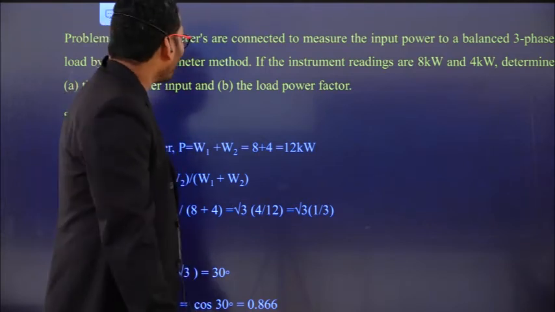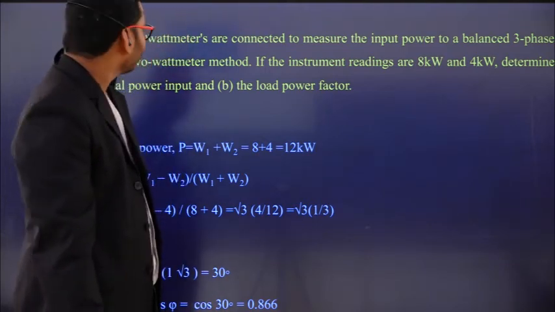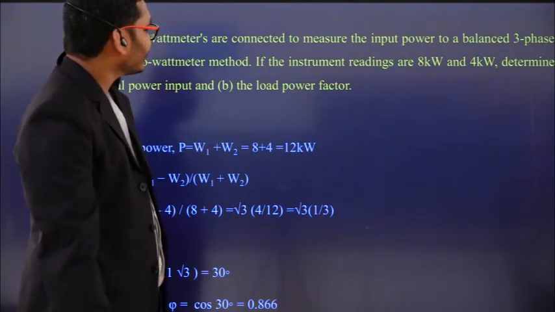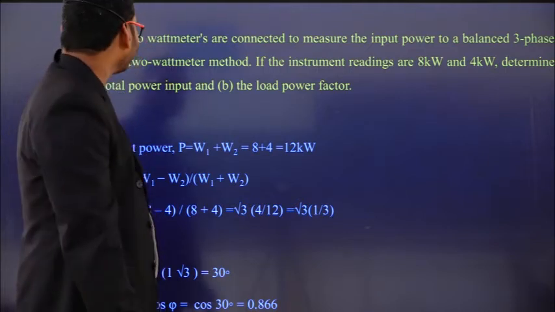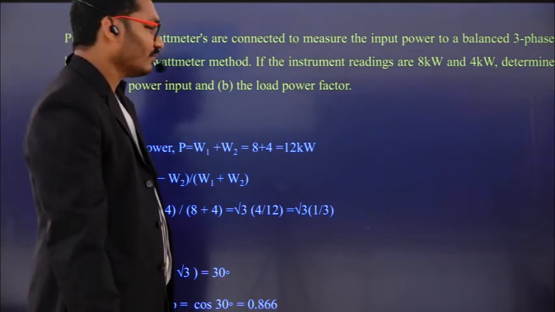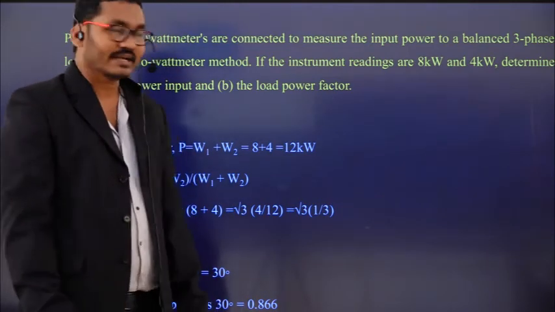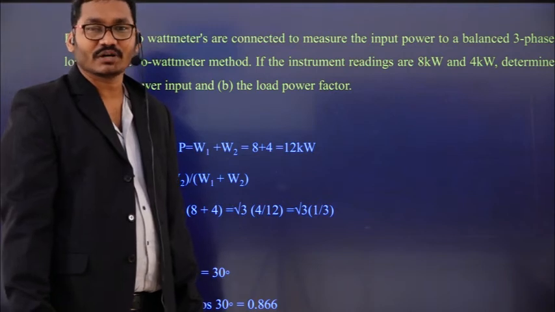The next problem: two wattmeters are connected to measure the input power to a balanced three-phase load by the two wattmeter method. If the instrument readings are 8 kilowatts and 4 kilowatts, determine the total power input and the load power factor. We have already discussed this topic, the measurement of power using the two wattmeter method.